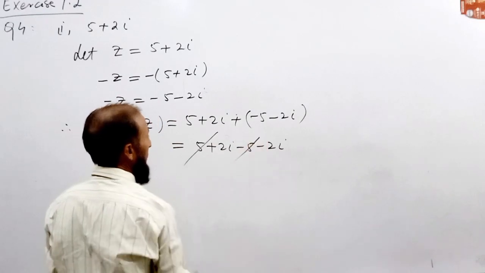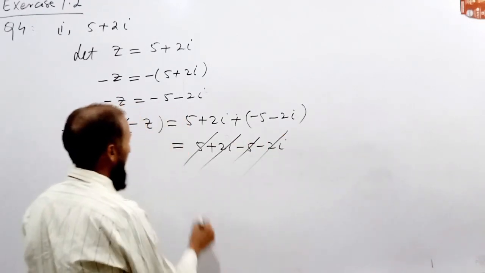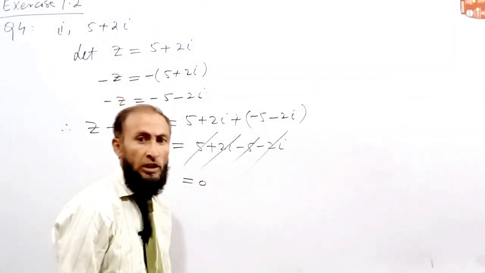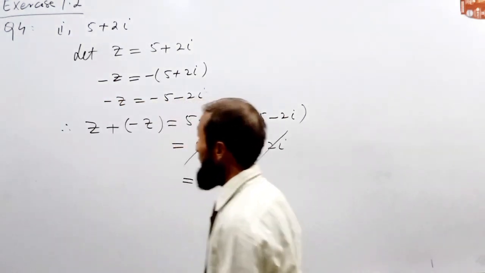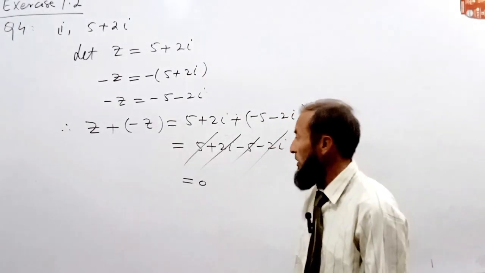So the result will be 5 minus 5 is 0, and 2 iota positive and minus 2 iota both cancel. So the result will be 0. And we already discussed in the definition of additive inverse that if we add a complex number to its inverse, the result must be 0.